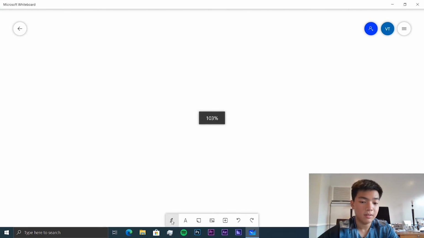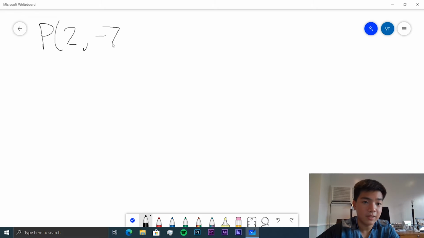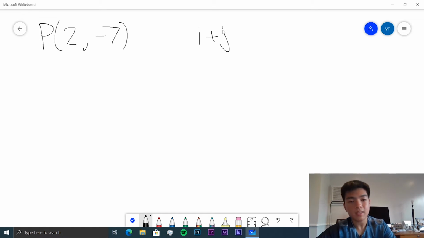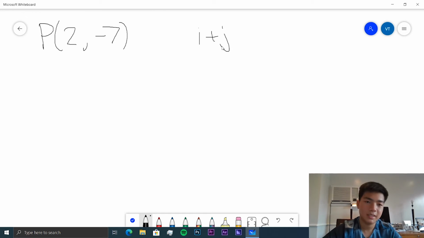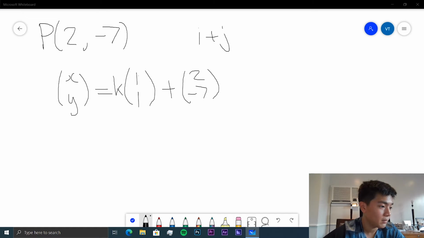Okay, on to the next one, where we need to find an equation of the line that's passing through point P (2, -7) and has a direction vector of i plus j. If we have a direction vector of i plus j, and it's passing through this point, well, we can simply say that the line is equal to, what's this in vector form? This is equal to k(1, 1) plus (2, -7). And that's pretty much it.